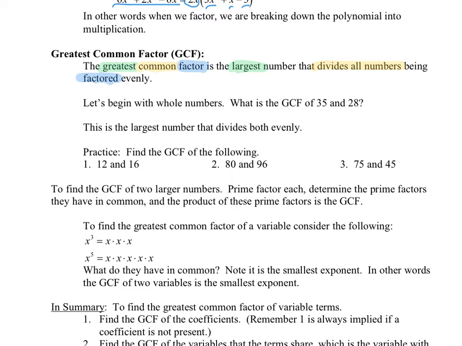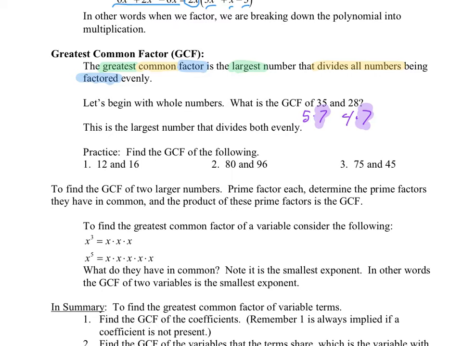Let's begin with whole numbers. What is the greatest common factor of 35 and 28? Well, 35 is 5 times 7. 28 is 4 times 7. So the greatest common factor is 7. It's a common factor. It's a factor to both terms, and it's the largest factor. Okay, so that's 7. Practice finding the GCF, greatest common factor, of the following numbers.